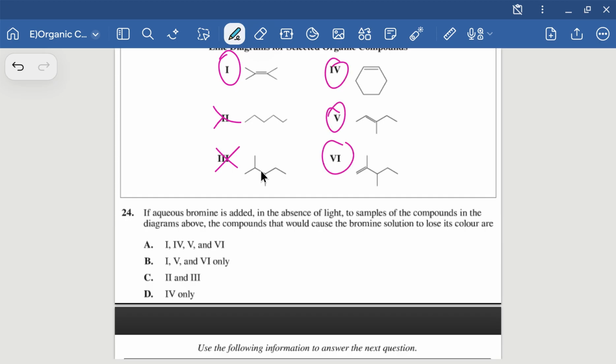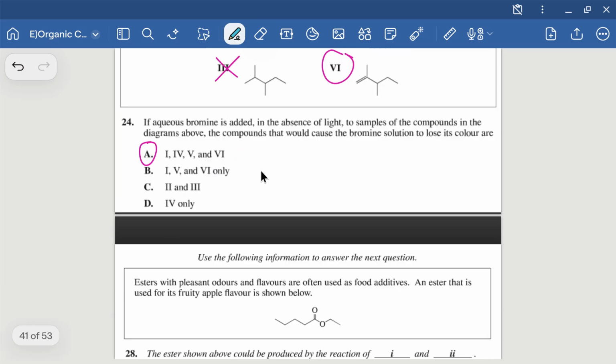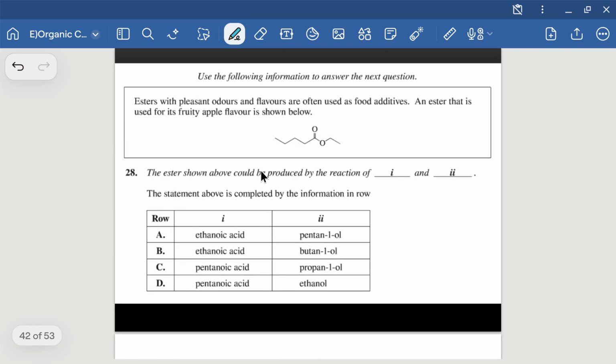Just a little bit more here. Now looking at esters, esters have a pleasant aroma. Hopefully you did an esters lab where you can produce some.